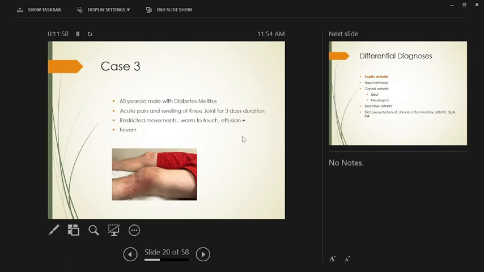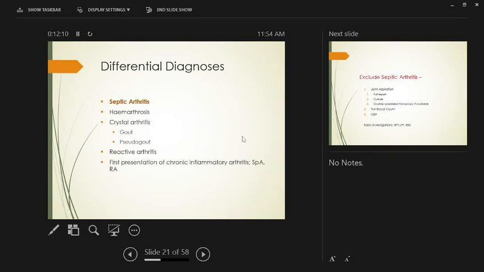The next patient is a 60-year-old male with diabetes mellitus. There's acute pain and swelling of the knee joint for 3 days duration. There are markedly restricted movements with warmth to touch and an effusion, and there is also fever. In this case, it's an acute onset monoarthritis. Here we have to exclude septic arthritis. That is the first thing that we must do in this situation.